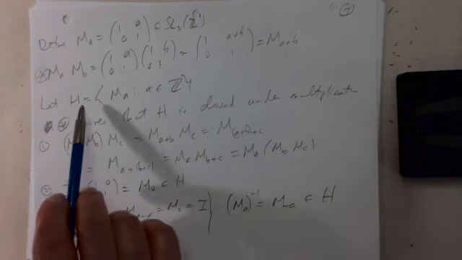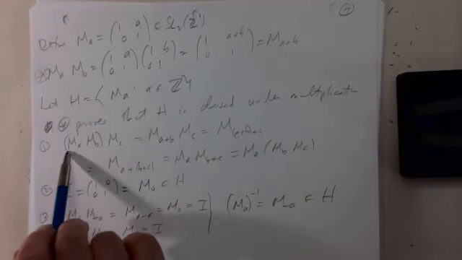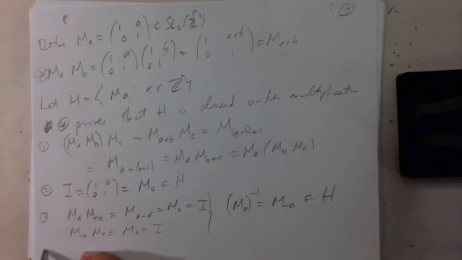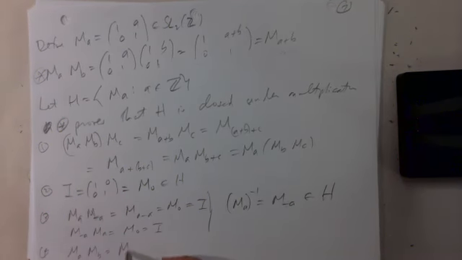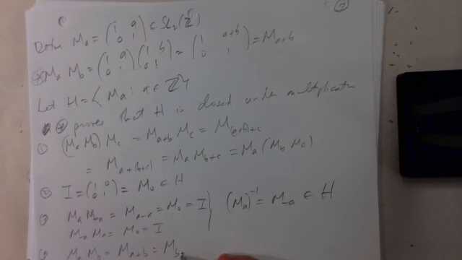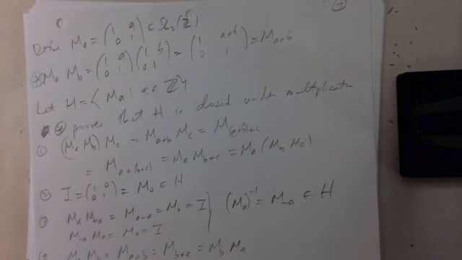So this set of matrices is closed under multiplication. The associative law is satisfied. There's an identity, and every element has a multiplicative inverse. So it's a group. And MAMB is MA plus B, but for integers, A plus B is B plus A. So this is MB times MA. So this little calculation just checks that this is in fact an abelian group.